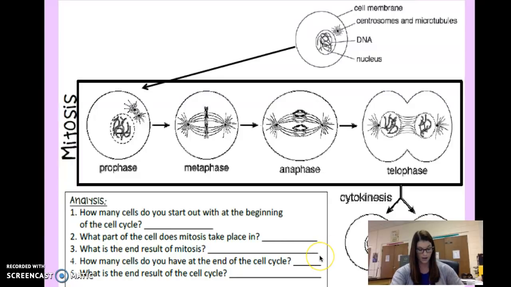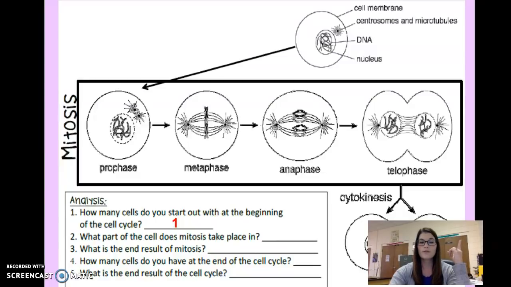Make sure you answer these on the bottom of page 8. Number 1 says, how many cells do you start out with at the beginning of the cell cycle? Well, you start out with just 1 cell. Now, it's important to note that this whole cell cycle and mitosis is happening in your body all the time with more than 1,000 different cells. They're just happening all the time, but when we think about this whole process, we want to think about 1 cell at a time. So we're starting with 1, we call it a parent cell.